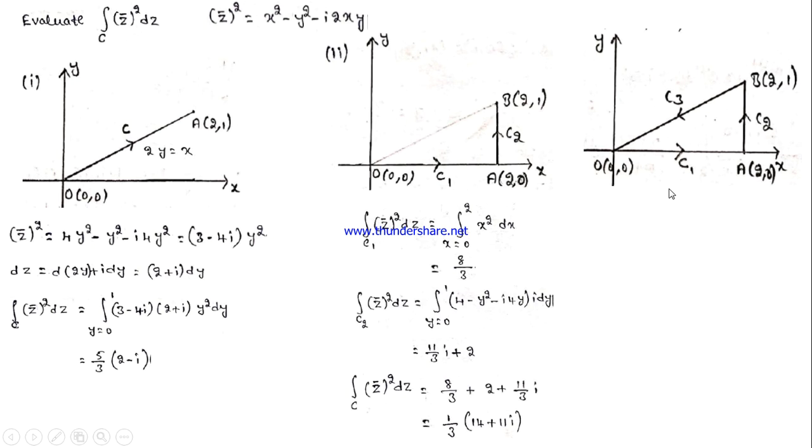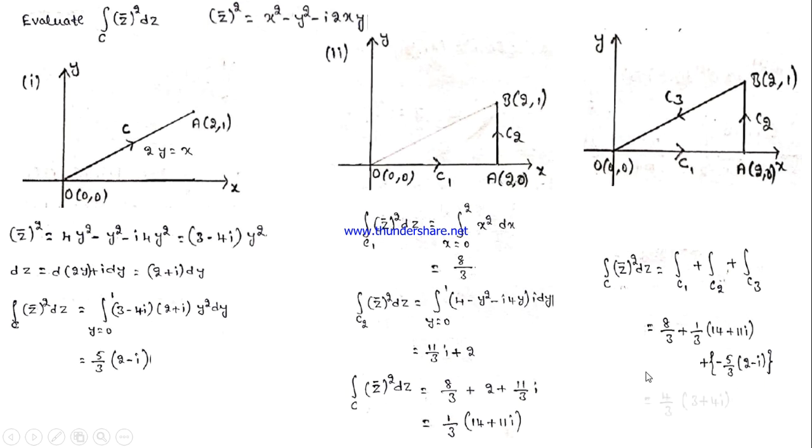Now come back to this one. You people already know what should be done. C1 value is known to us, C2 value is known to us, and for this one I should take the negative of this, that is what I have written, minus 5 by 3 times 2 minus i. By adding them you have your answer, 4 by 3 times 3 plus 4i.